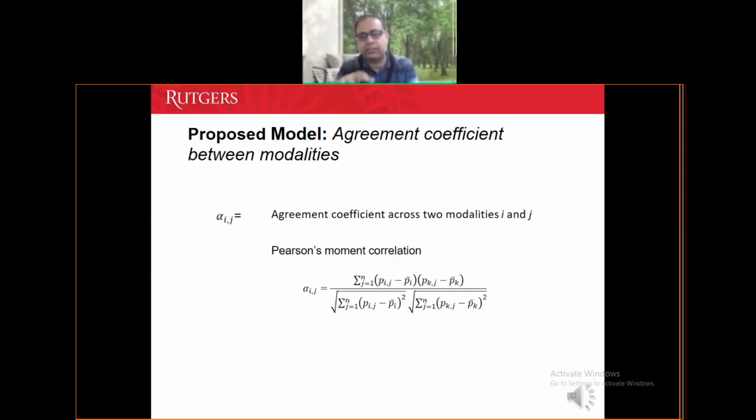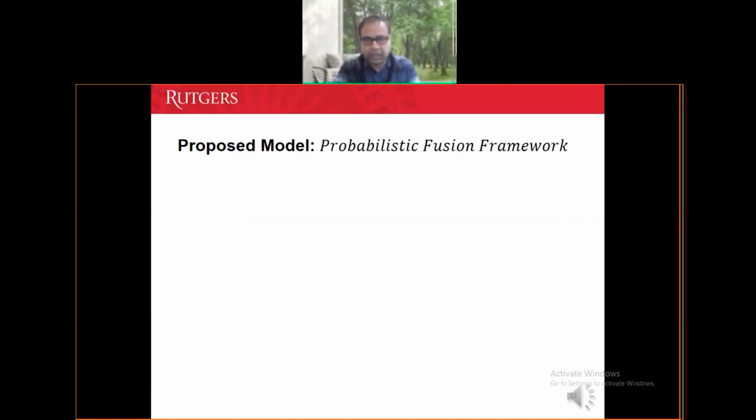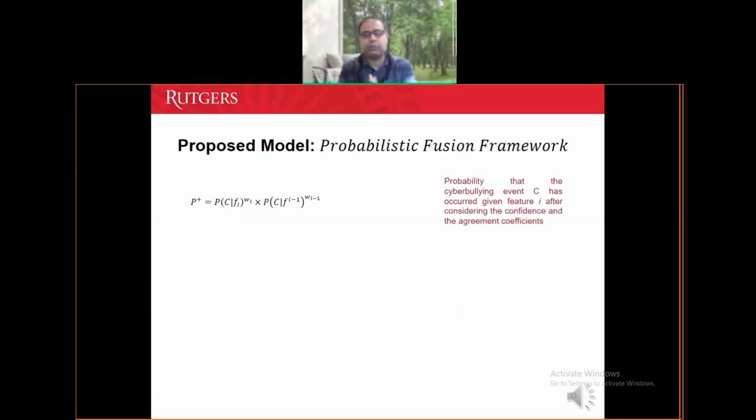So this was the weight, the confidence which you had in different features. We also need to consider the agreement coefficient. For this, again, we use something pretty standard in the literature, which is Pearson's moment correlation, which gives you a sense of how similar these two sensors or modalities have been in the past, and that gives you that agreement score.